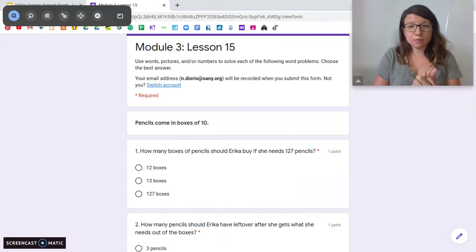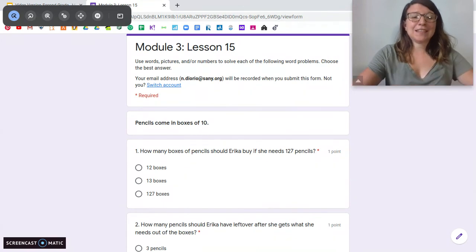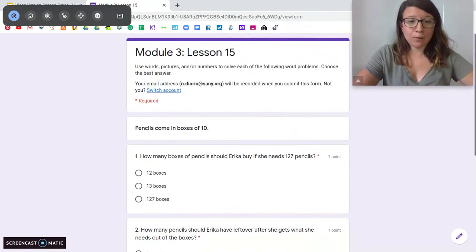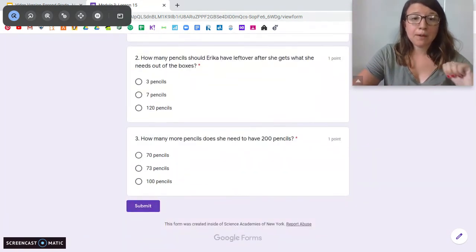Okay, boxes come in groups of 10. 10 groups of 10 equal 100. You got this. Choose the best answer. Be very careful with your answering. There's only 3, but work through them.